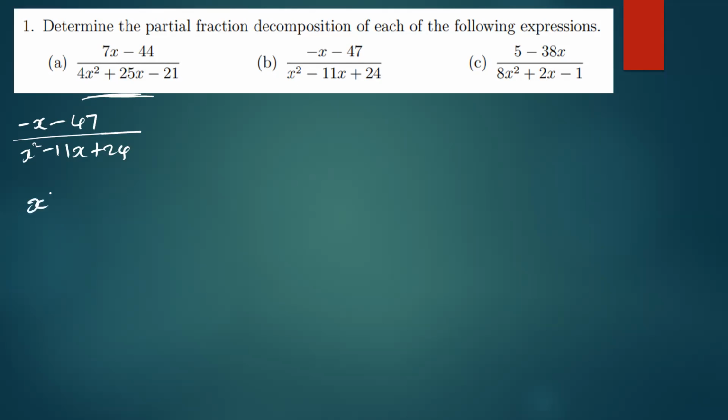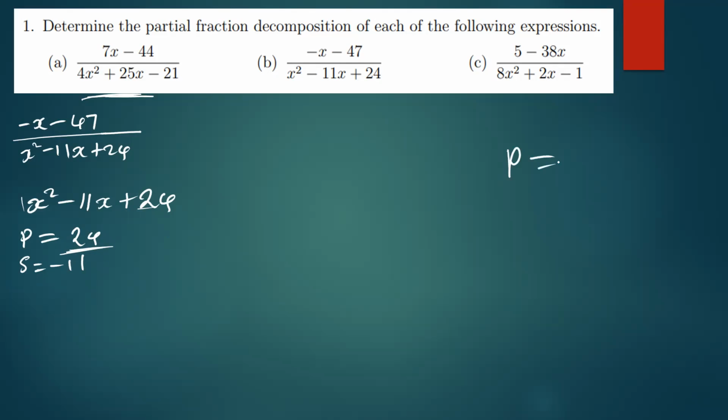The denominator is x squared minus 11x plus 24. Let us see how best we can factorize this. The product is 1 times 24, that is 24, and the sum is equal to negative 11. So we can find two numbers that if we multiply them, they give us 24, and if we add them, they give us negative 11.